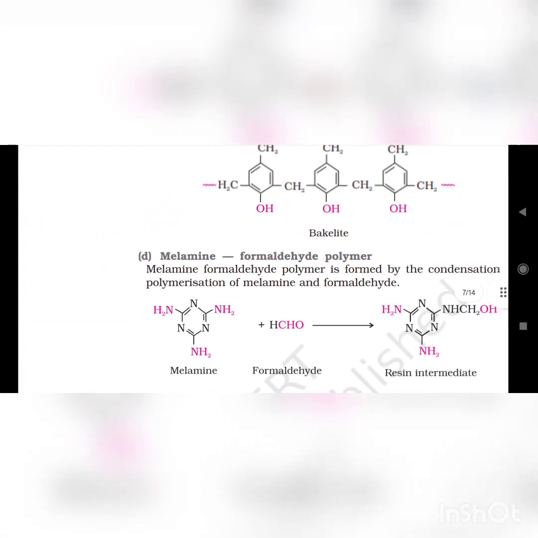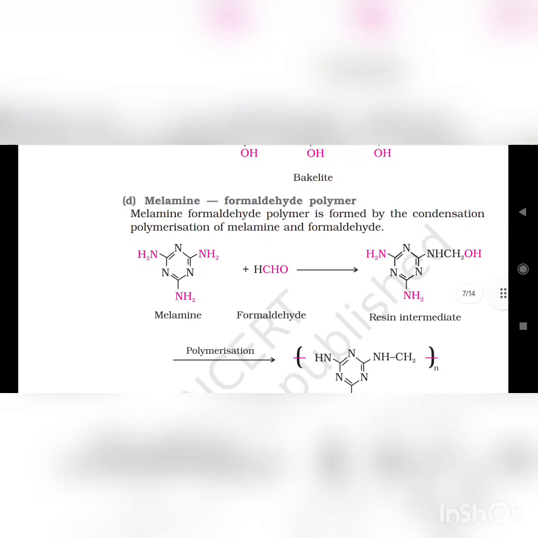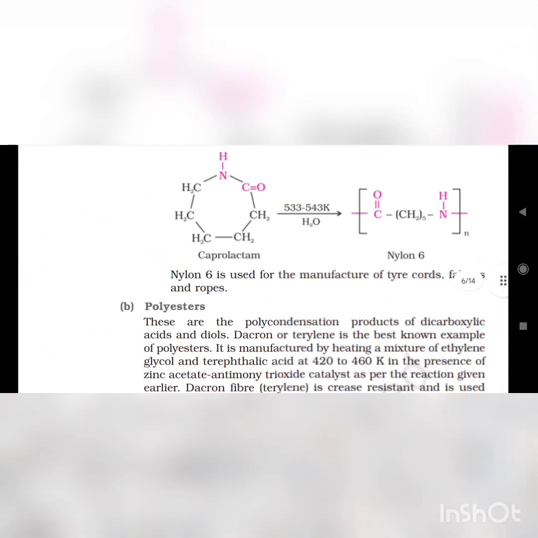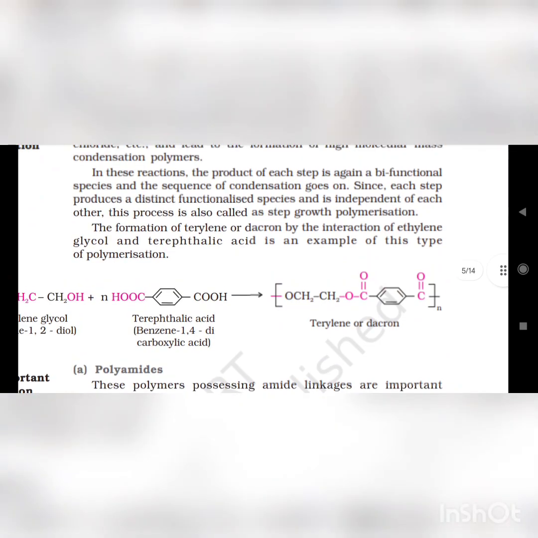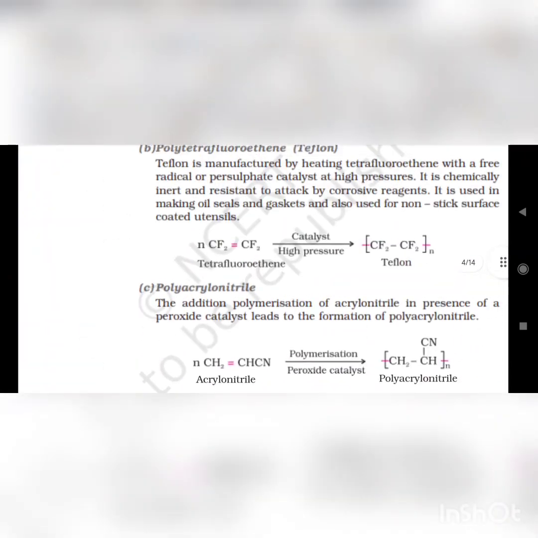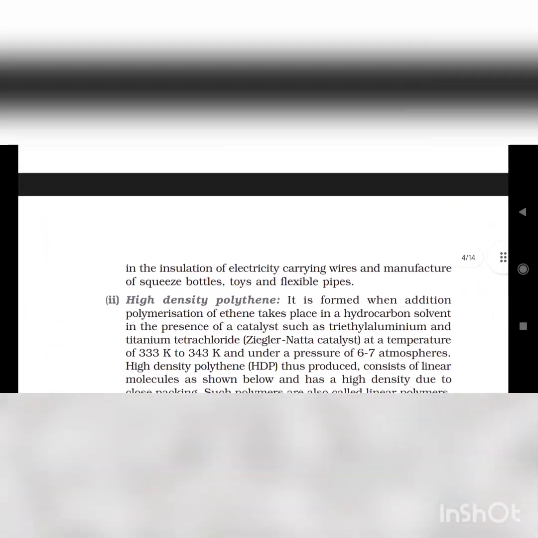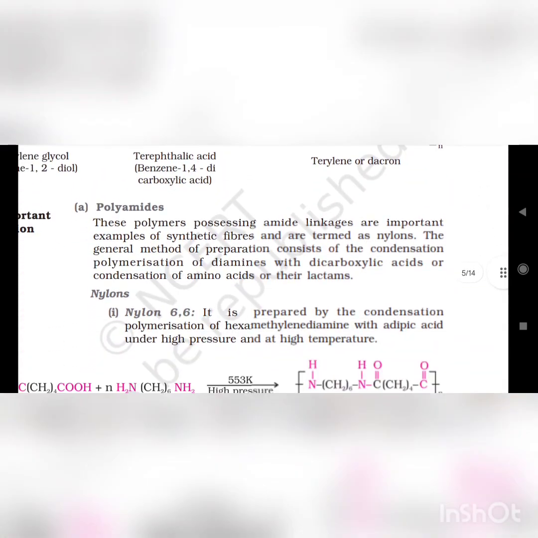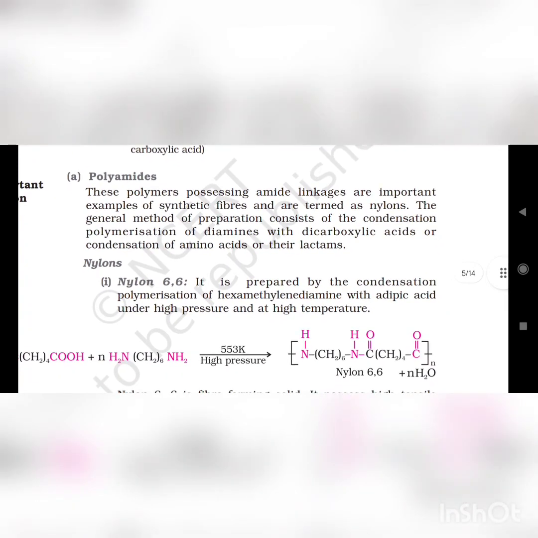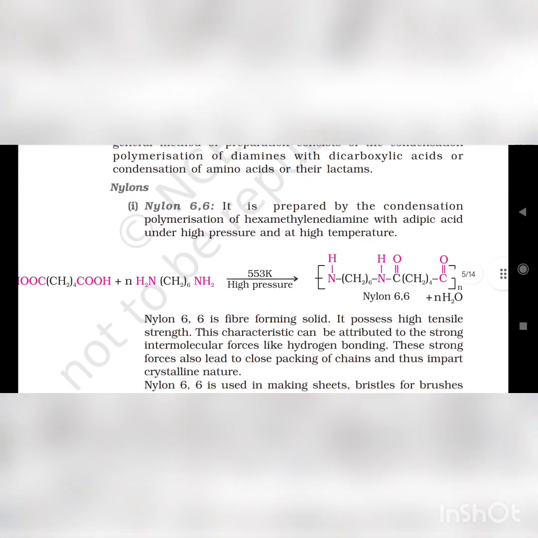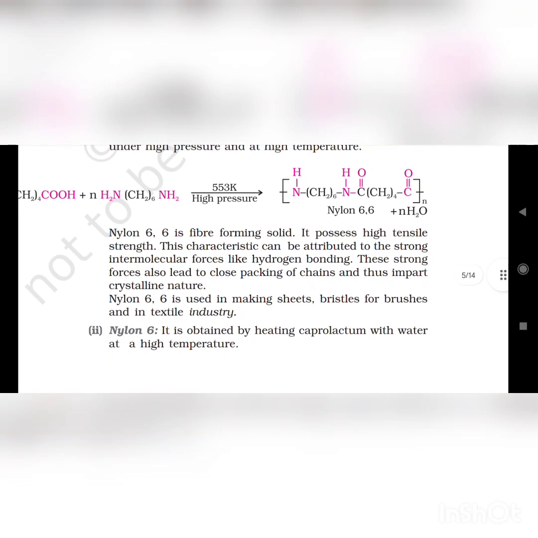Some other polymers we will see. Nylon 6,6. It is prepared by the condensation polymerization of hexamethylene diamine with adipic acid under high pressure and at high temperature. Nylon 6,6 is a fiber forming solid.